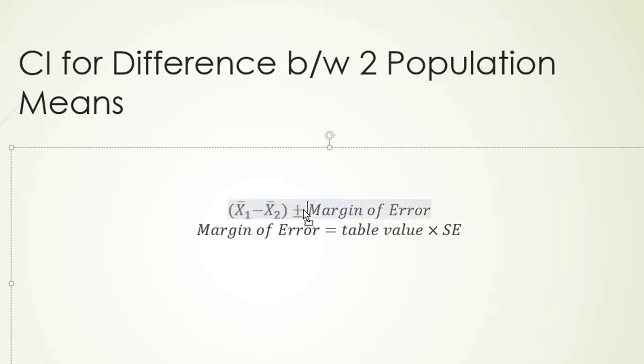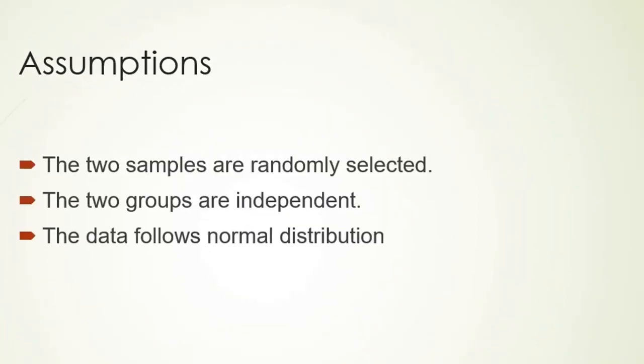Then we have to add or subtract some margin of error. Whatever formulas we are going to use in the further slides depend upon the margin of error. If the margin of error changes, then the whole formula, the whole interval and technique will change. What is margin of error? Margin of error is the table value multiplied by the standard error.